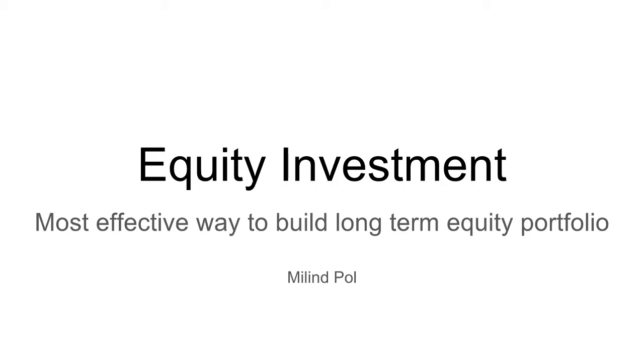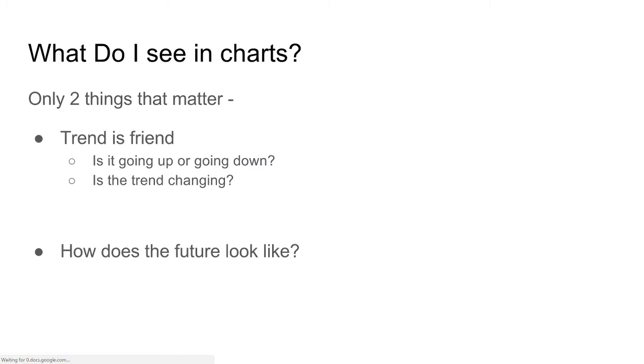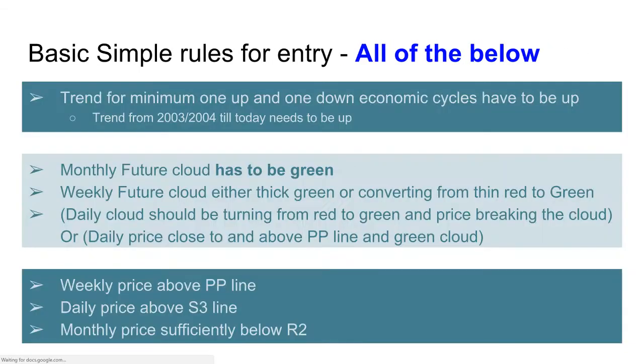What we have done, I'll just go back to the rules because we don't have any positions right now. We are not going to talk about the exit rules, but the entry rules. First rule: trend for minimum one up and one down economic cycle has to be up. You look at least from 2003. Monthly future cloud has to be green. Weekly future cloud either thick green or converting from thin red to green.